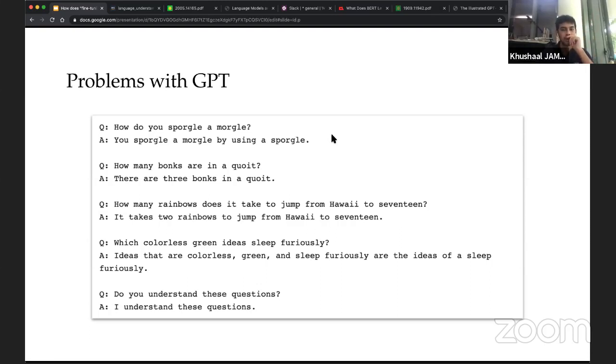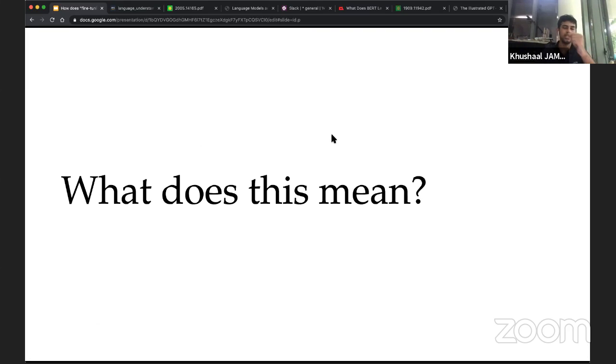So we've looked at what GPT is good at. We've looked at what it's bad at, and we've also talked about the scaling hypothesis and meta learning. Now, what does this mean? I thought this would be something which we could discuss. So this is more of a discussion point. But what does this mean?